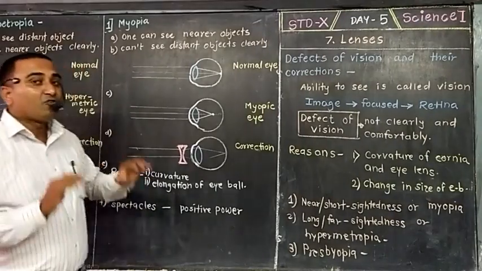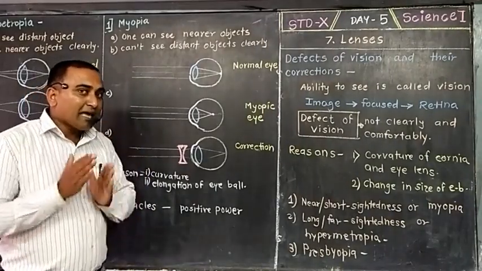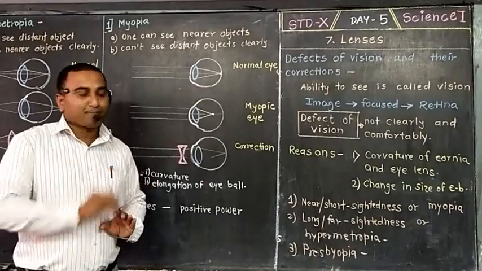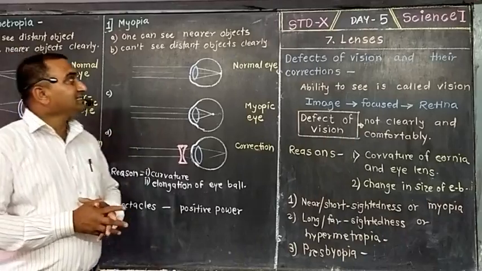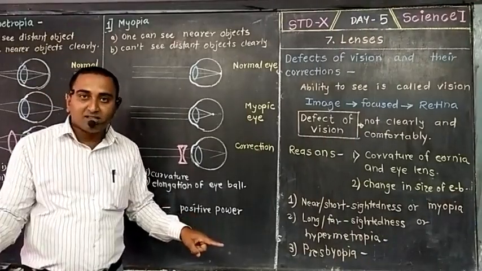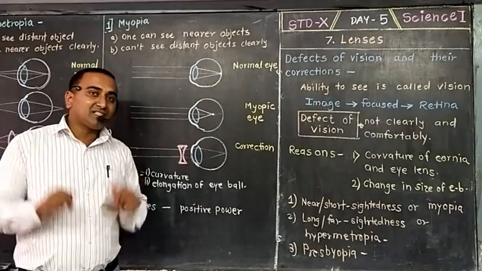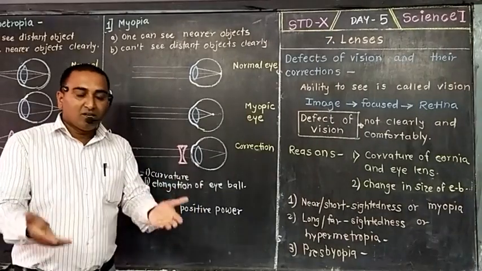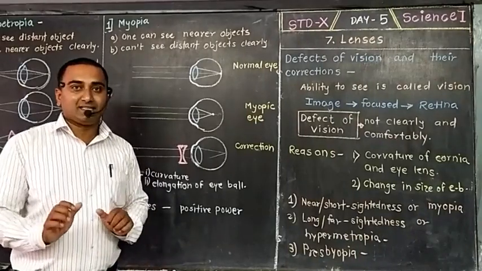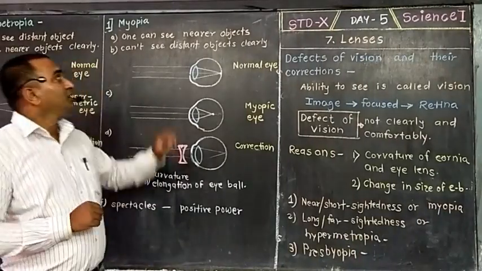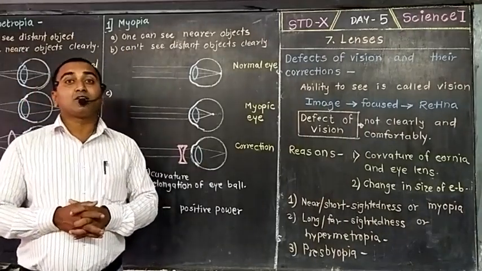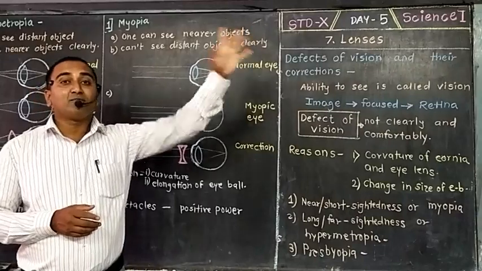That means what is happening within this defect? See, it is not a disease, it is a defect. First, one can see nearer objects. The person who has such an eye defect can easily see the near objects, so nearsightedness. But he can't see distant objects clearly, objects which are far away from us.